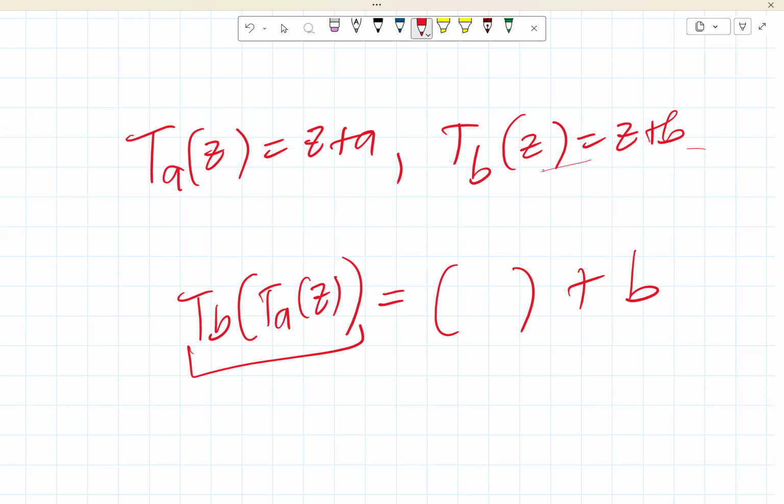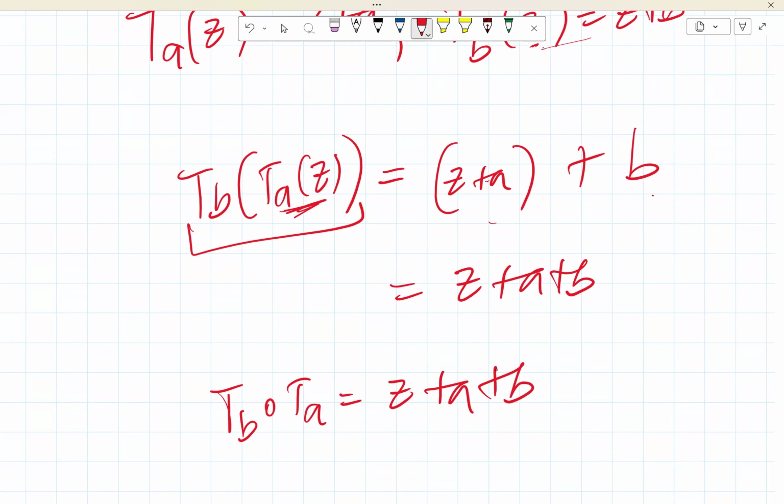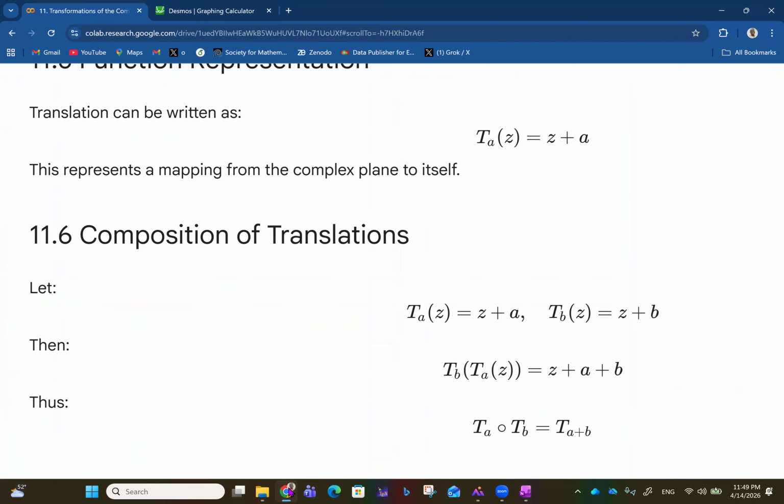So wherever you had z, normally z is there. So instead of having z, you now put T of a of z in the place of z. That's why I wrote this as blank: z plus b normally. So for T sub b of T sub a of z, whatever T sub a of z is, which is z plus a, we'll put it here. And then we finally have z plus a plus b. So that is composition. That is T sub b of T sub a, that is z plus a plus b like that.